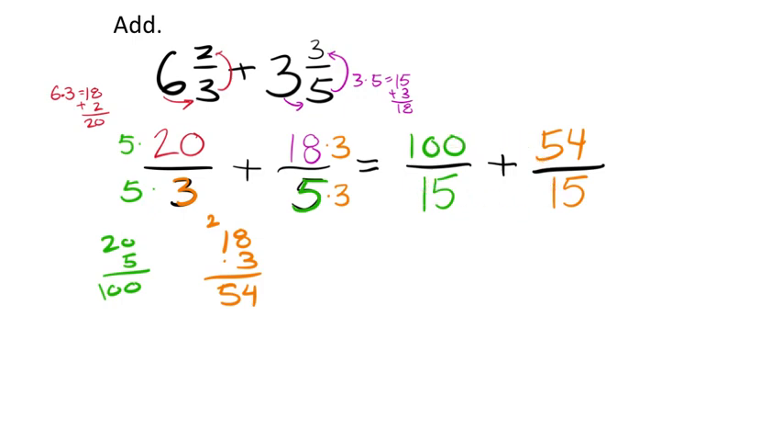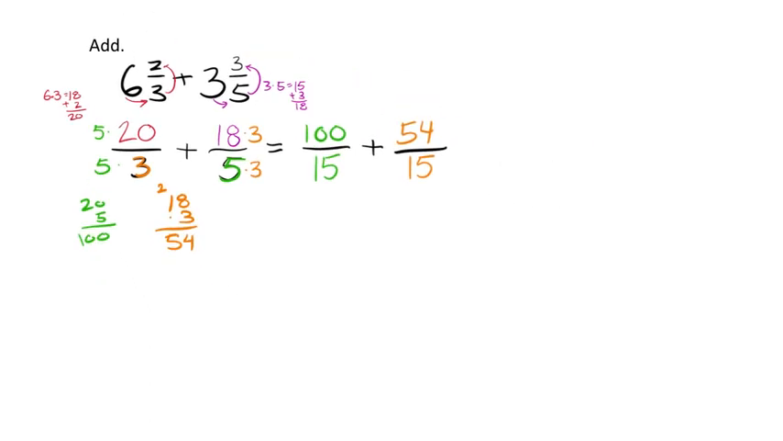Now that the denominators do match, well, we can take those size pieces, which are 15ths, and just combine, or add in this case, the two numerators of 100 and 54. Okay, with this then, let's go ahead and add 100 and 54. So we're still in 15ths though. So this will give us a new numerator.